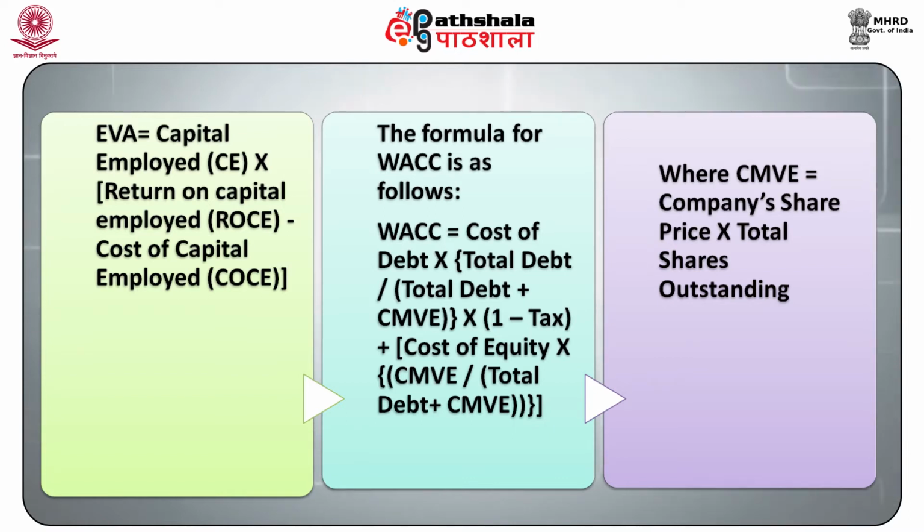WACC is equal to cost of debt multiplied by total debt divided by total debt plus CMVE, multiplied by 1 minus tax, plus cost of equity multiplied by CMVE divided by total debt plus CMVE, where CMVE stands for company's share price multiplied by total shares outstanding.